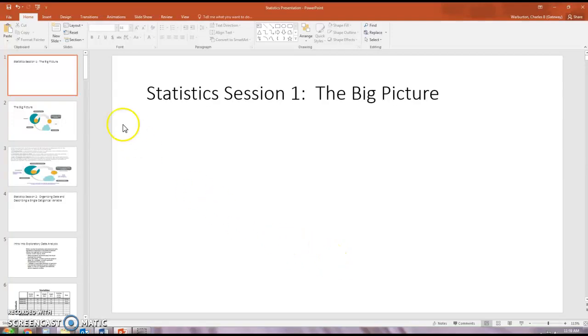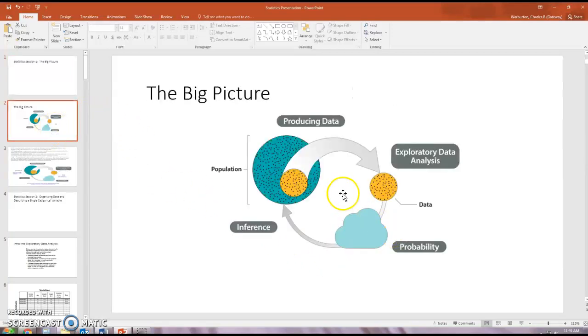In session 1, we took a look at the big picture, which says that if we have a population that we want to get data from, we got to get a sample first. That process is called producing data. Then we summarize that sample with exploratory data analysis, and then use probability to make an inference about a population based on the reliability of our sample.